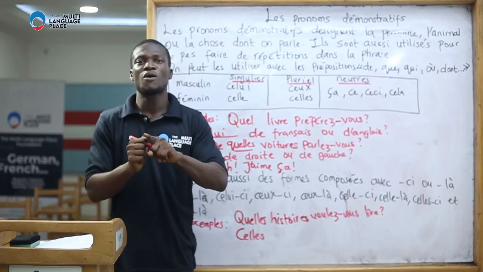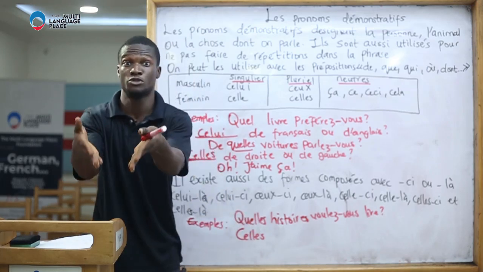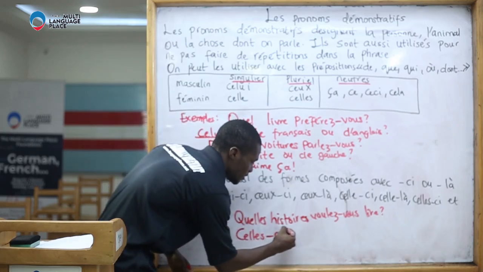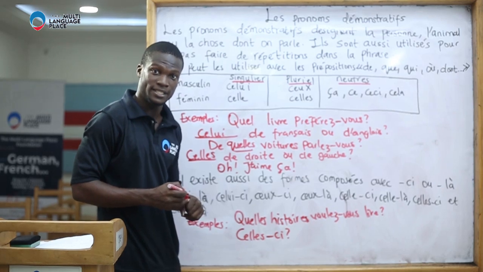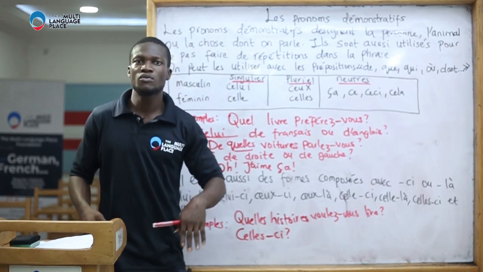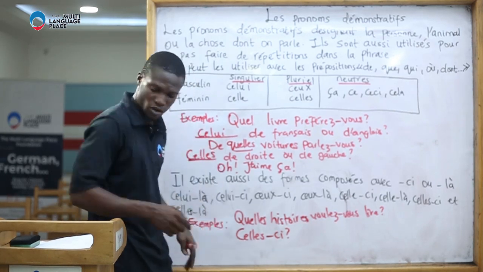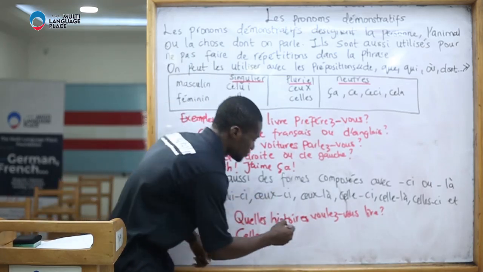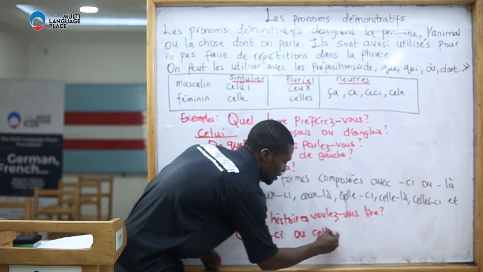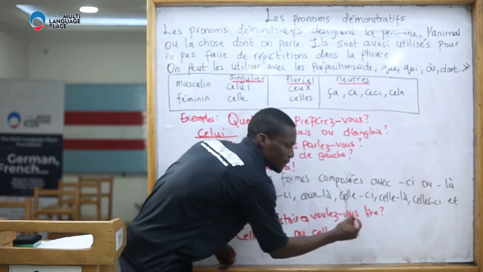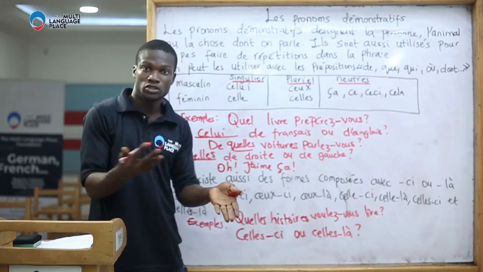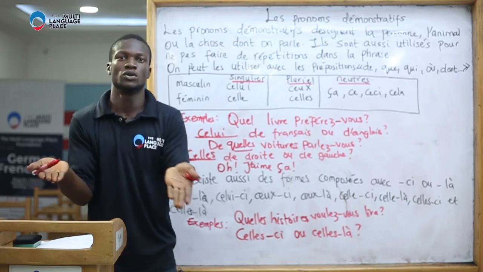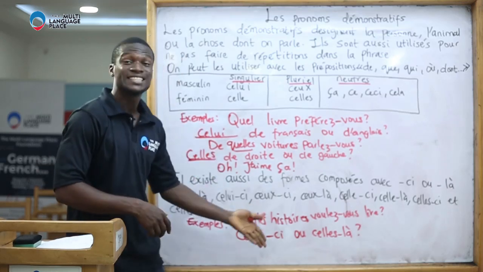But then you want to add more precision, like these ones or those ones. To say these ones, the closer ones, celles-ci. But then, if you want to say these ones or those ones, you can just combine them, celles-ci ou celles-là. You can decide to stop at celles-ci, these ones, and you can decide to say or those ones. Celles-ci ou celles-là.